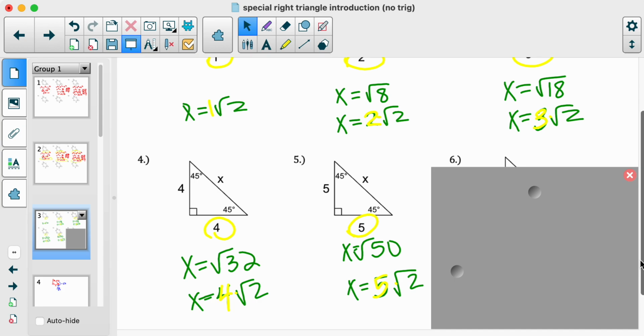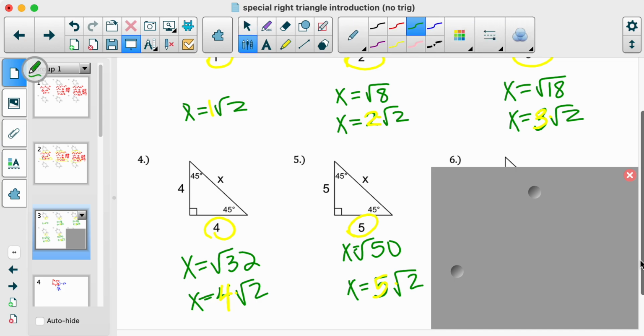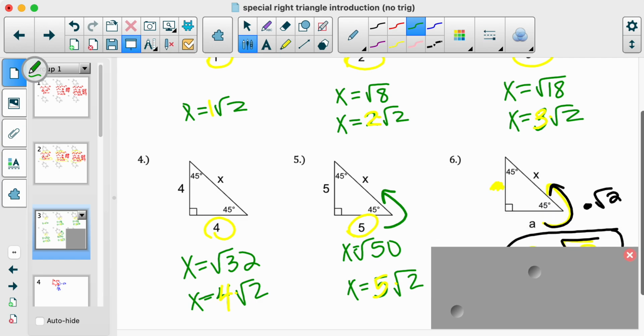Number 5, the length of the leg is 5. Hypotenuse is going to be bigger. How much bigger? Times the square root of 2. Every time. And this is for a 45, 45, 90. So here on number 6, where it says, for any 45, 45, 90, if the length of the leg is A, right? Any size. A is any size. To go to the hypotenuse, we will multiply by the square root of 2.